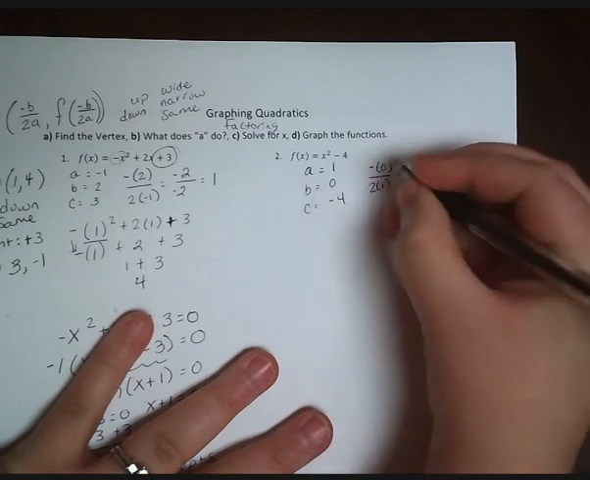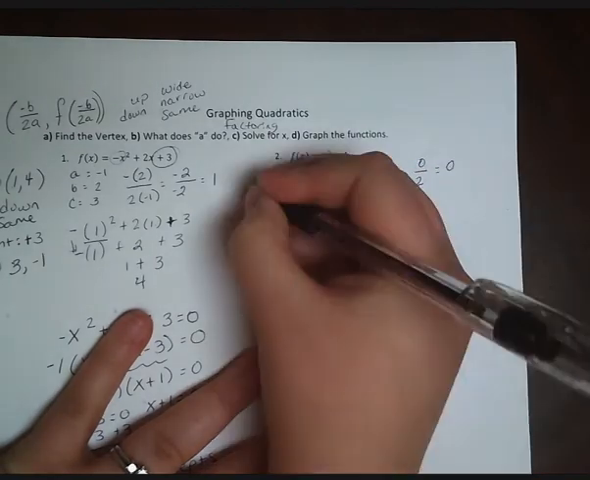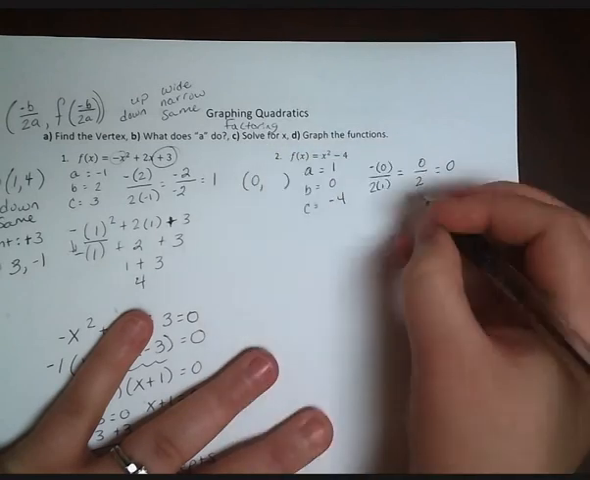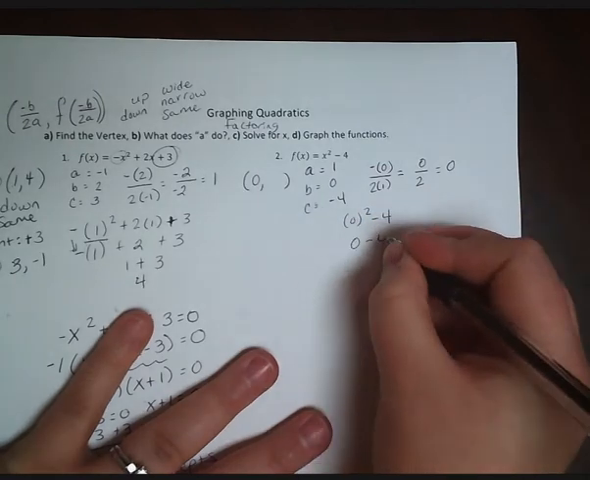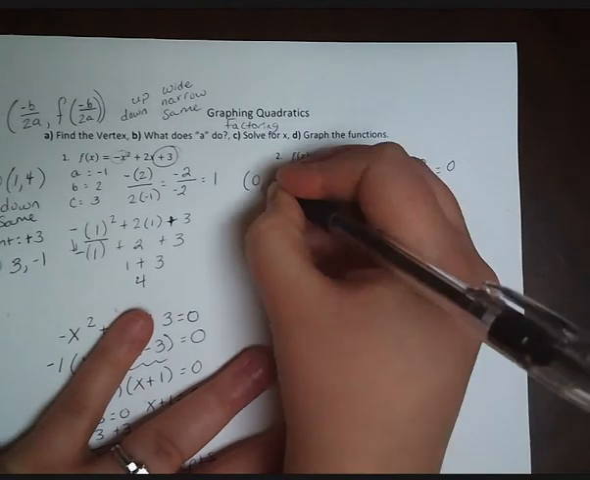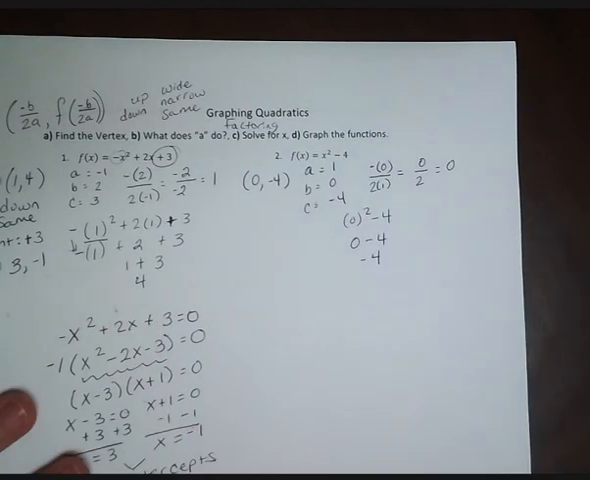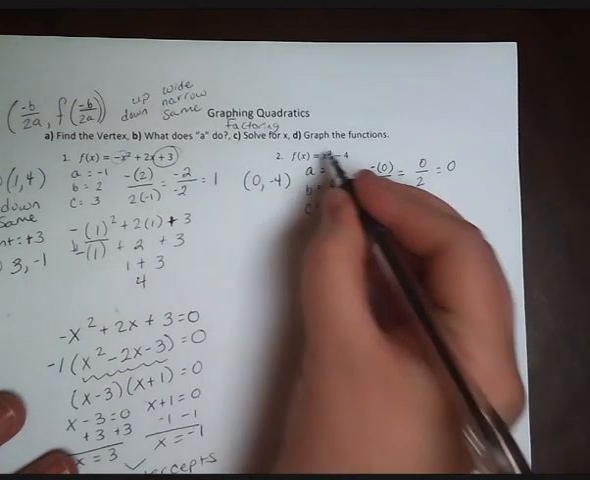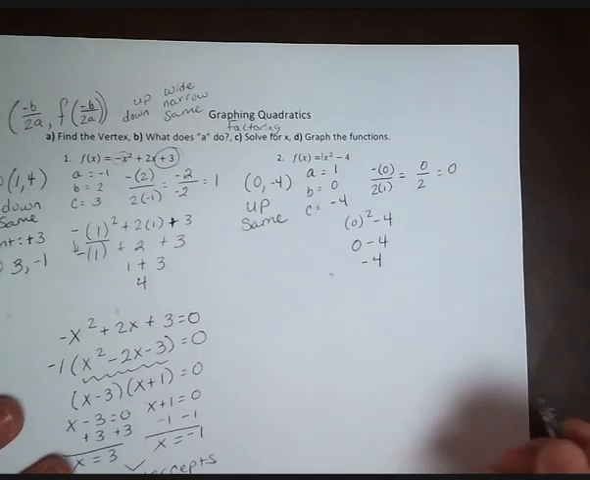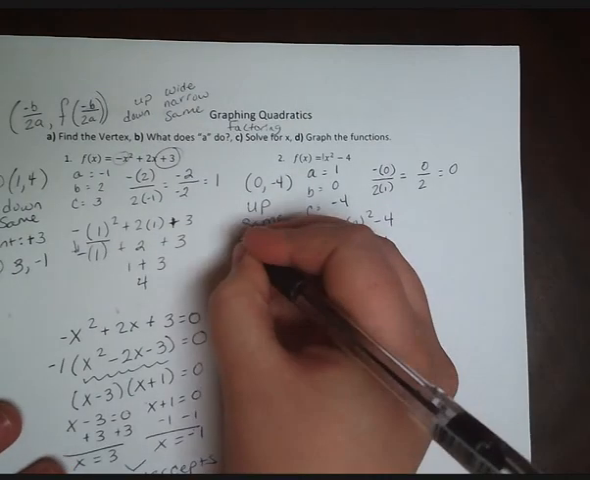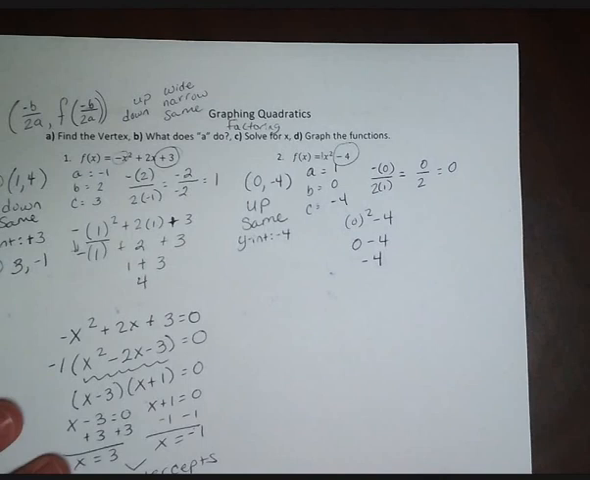There's no such thing as a negative 0, so we're just going to say 0 over 2, which is 0. And then we're going to plug that 0 into our original equation and then solve to give us a negative 4. Okay? So then we're going to say that our graph is going to be pointing up, and it's going to be the same since it's a positive 1 there. Our y-intercept is negative 4 because it's always the value without an x.